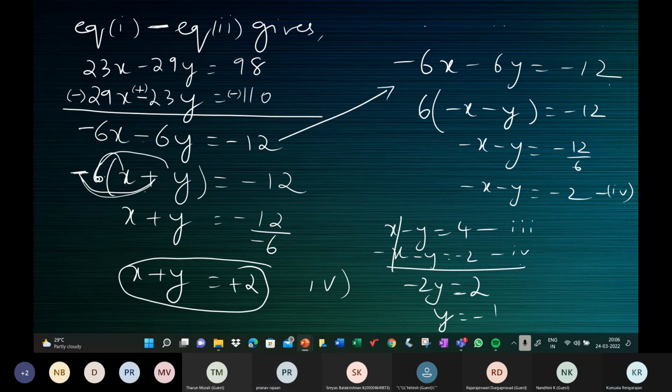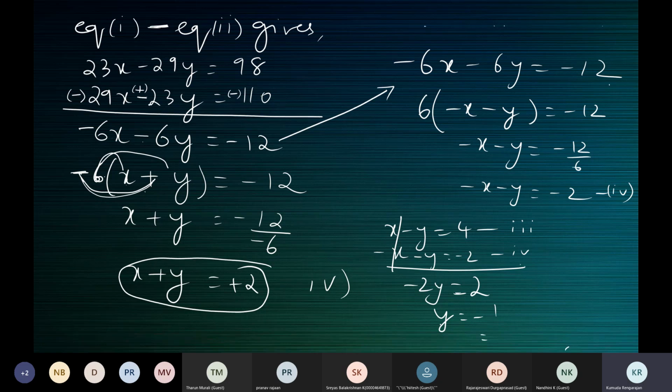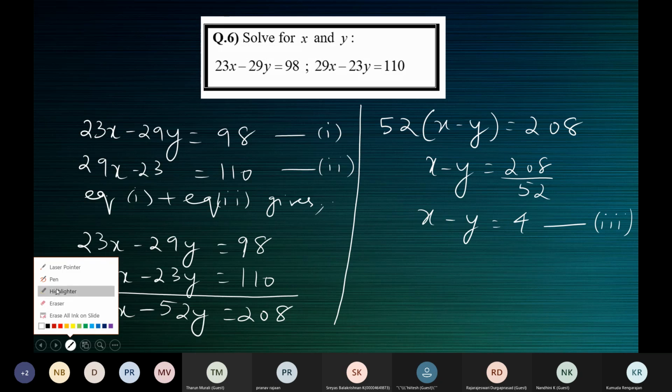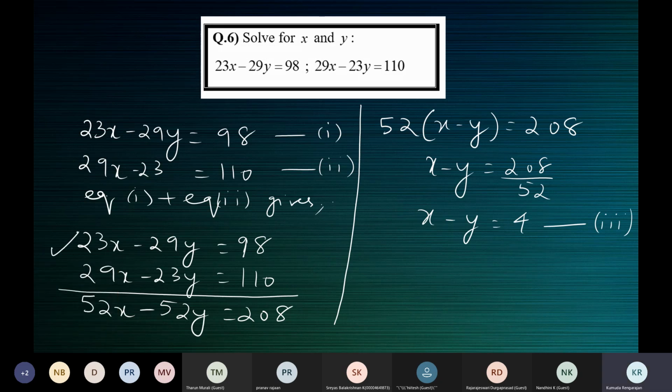Yes, ma'am. You can do anything first. You can do equation 1 minus equation 2 first, and then equation 1 plus equation 2. Anything can be done first. You can do this one first, and then you can do this and get the 2 equations. And then you can add.